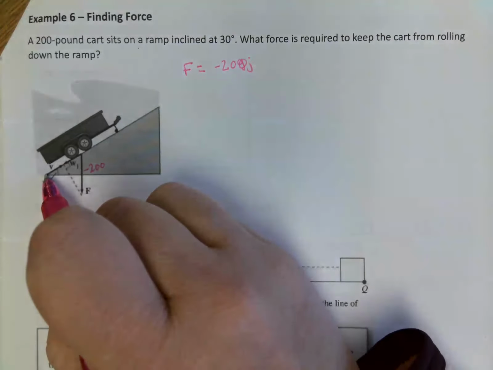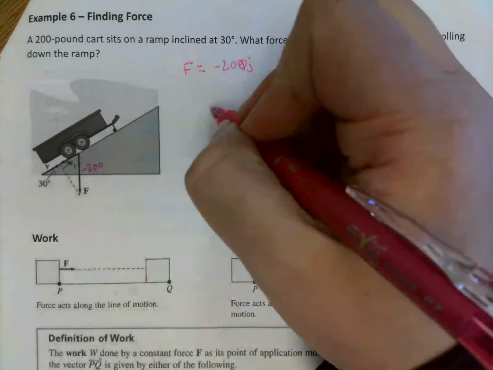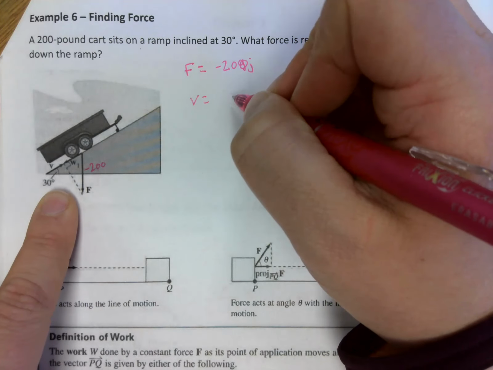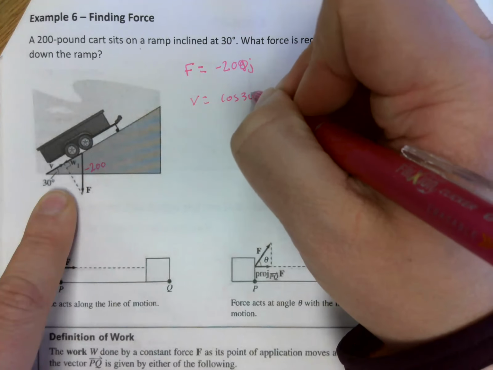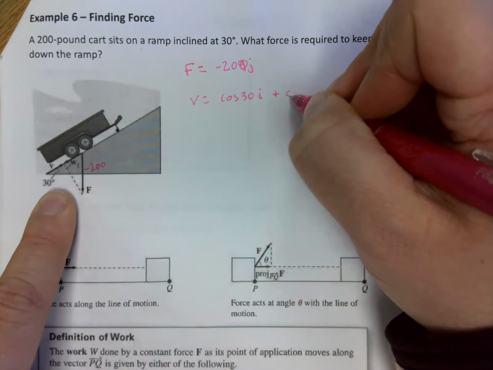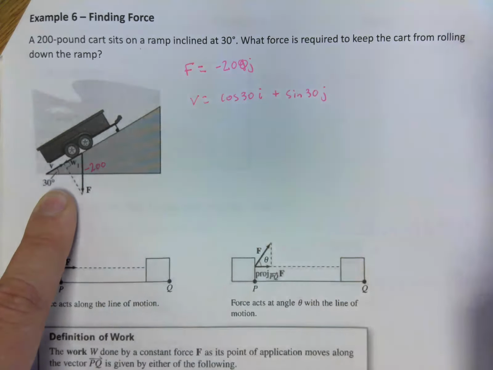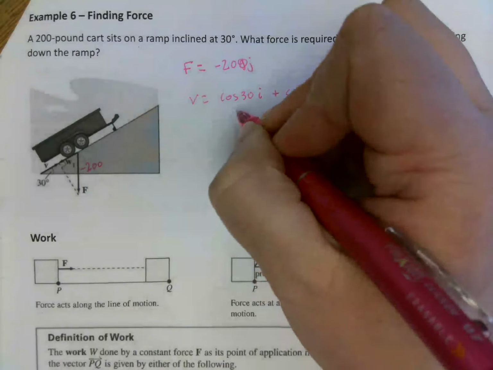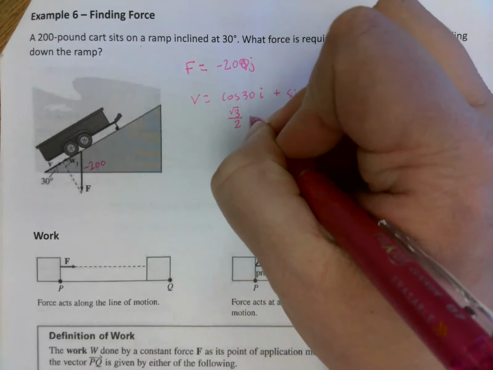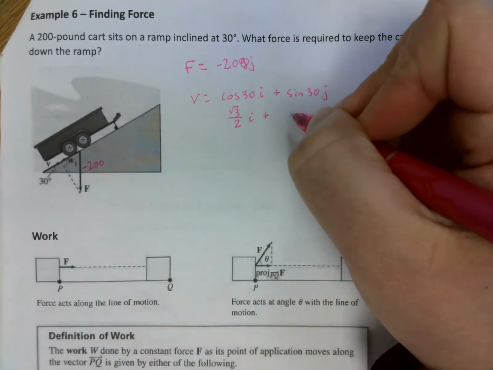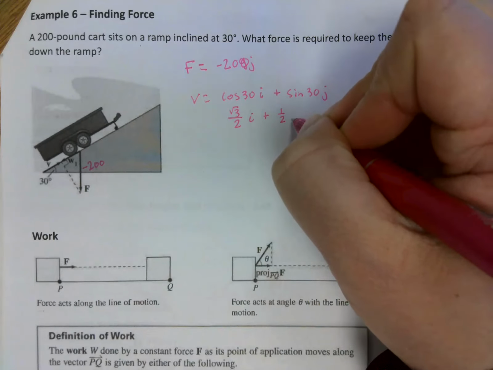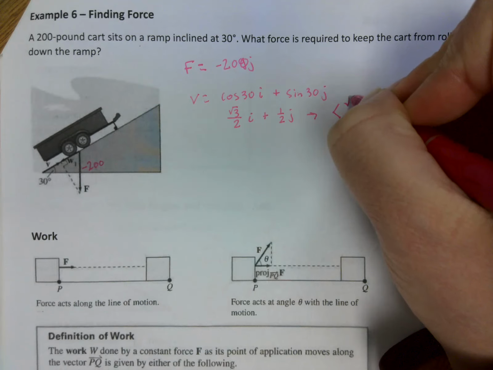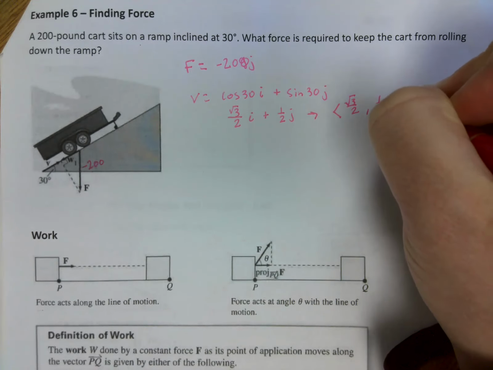So now we have to figure out our vector v. So here's my 30 degrees. If I'm looking at my vector v, remember that's going to be our cosine of our angle i plus our sine of 30 degrees j. Because we are smart individuals, we know cosine of 30 degrees, using our special right triangle, is square root of 3 over 2 i, and sine is our 1/2 j. So our vector v would be square root of 3/2 and 1/2.